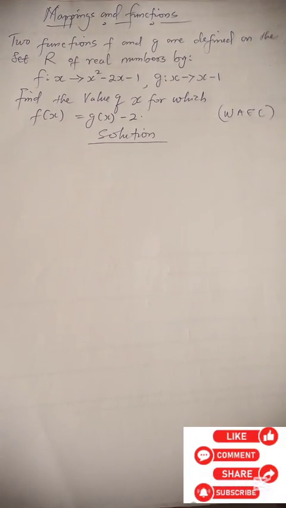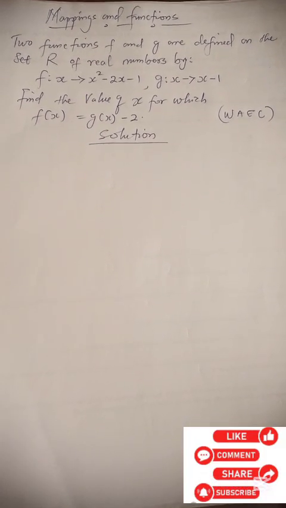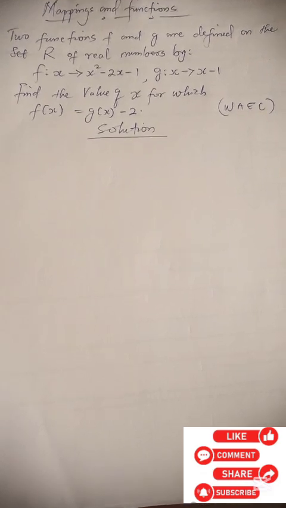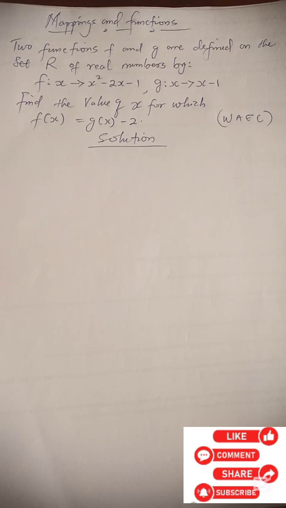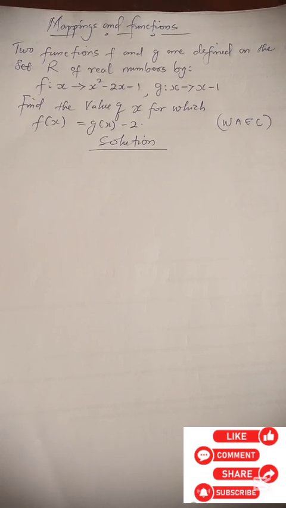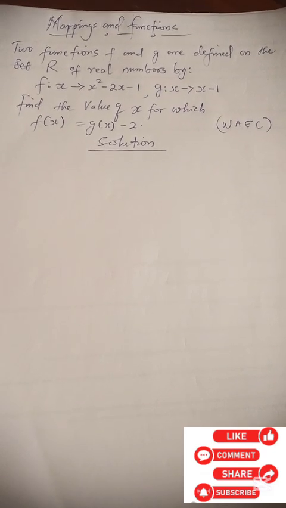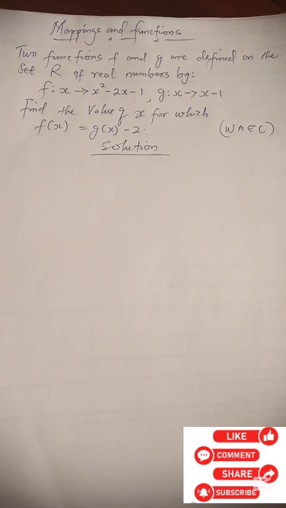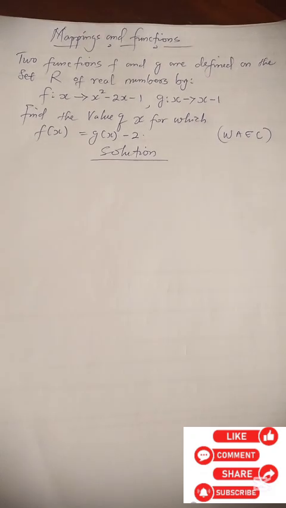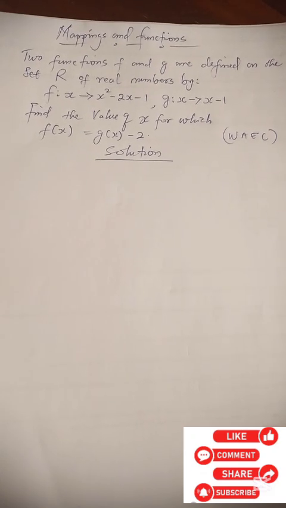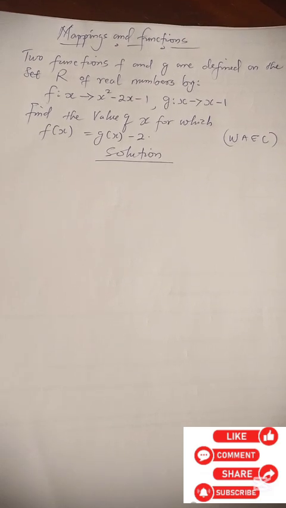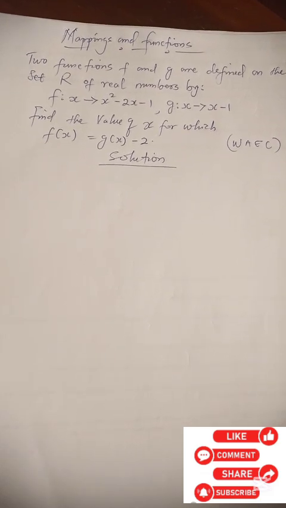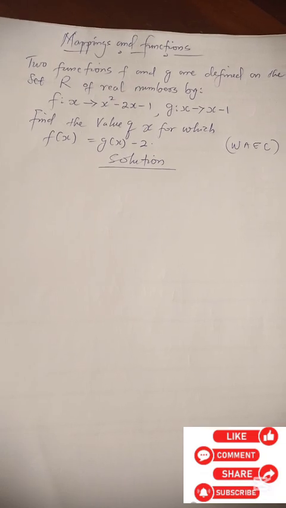So I have this question from mappings and functions under further math subject, and it's a WAEC question, West African Examination Council question. The question says two functions f and g are defined on the set R of real numbers by f: x tends to x squared minus 2x minus 1, while g: x tends to x minus 1. Find the value of x for which f of x is equal to g of x minus 2.